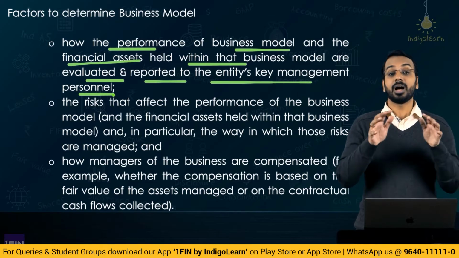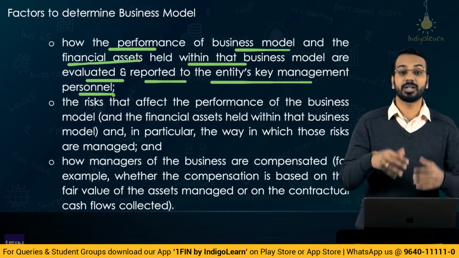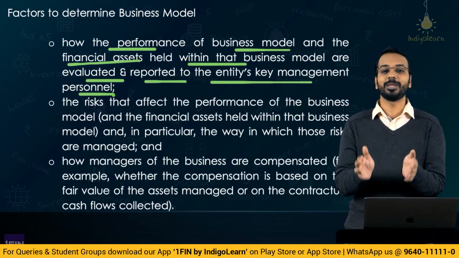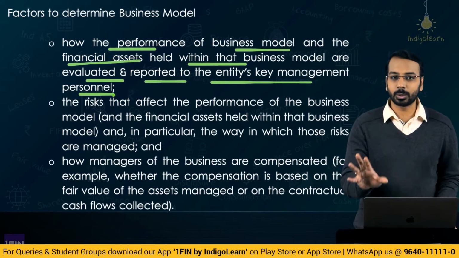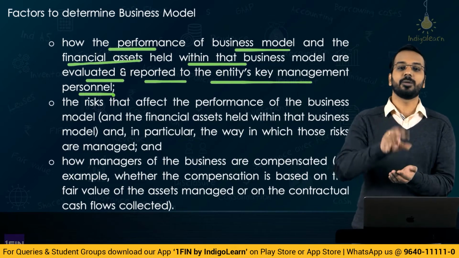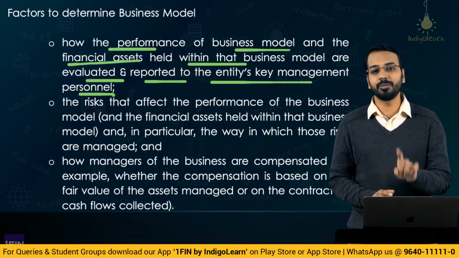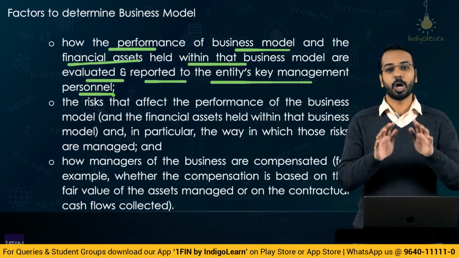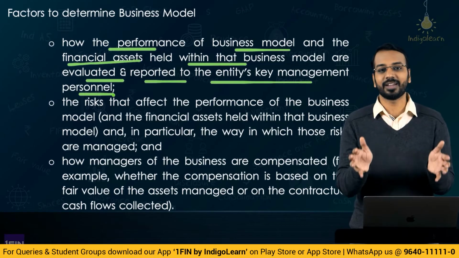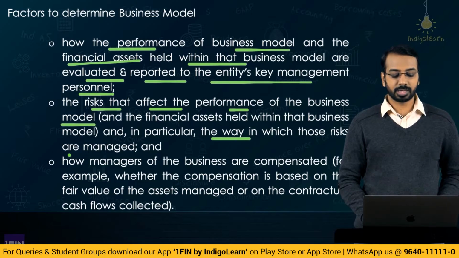And please remember, a single entity may have different business models, and each business model may have management of multiple financial assets. We are not looking at a single financial asset but a group of financial assets within a particular business model within an entity, right? So the first thing is how do we measure the financial performance of the business model as well as the financial assets. Then second one is what are the risks that affect the performance of the business model and the way in which those risks are managed.